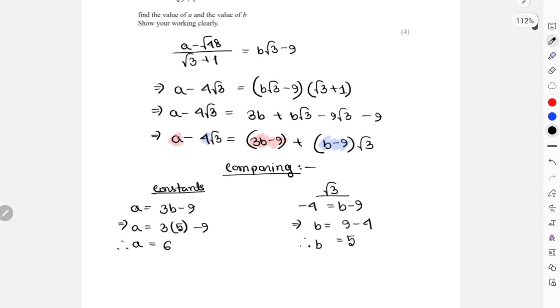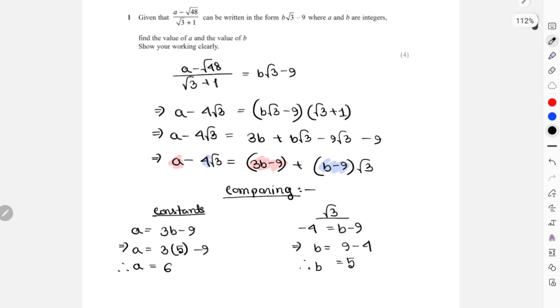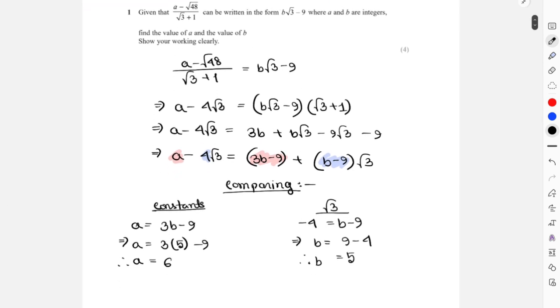This is how we are going to compare and calculate the values for a and b. So this is it. We'll move on to the next question.